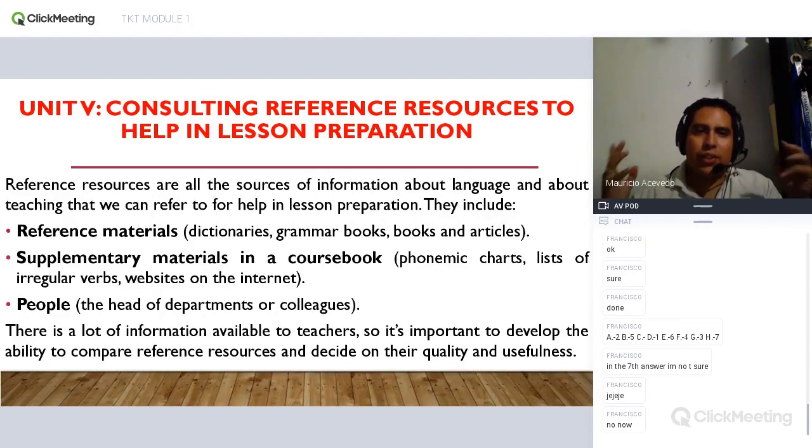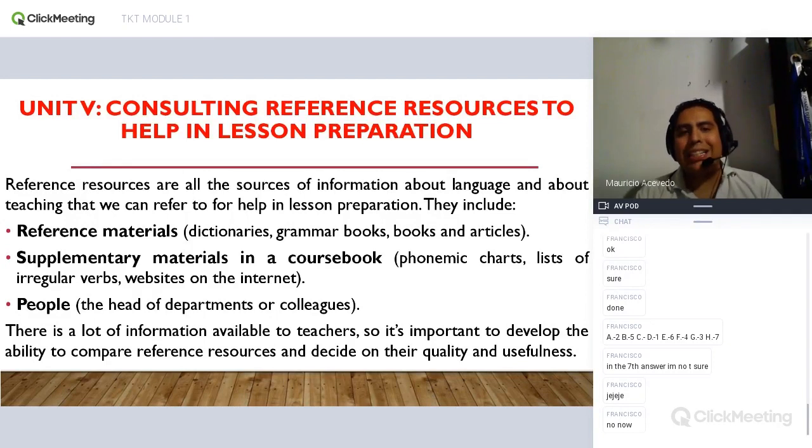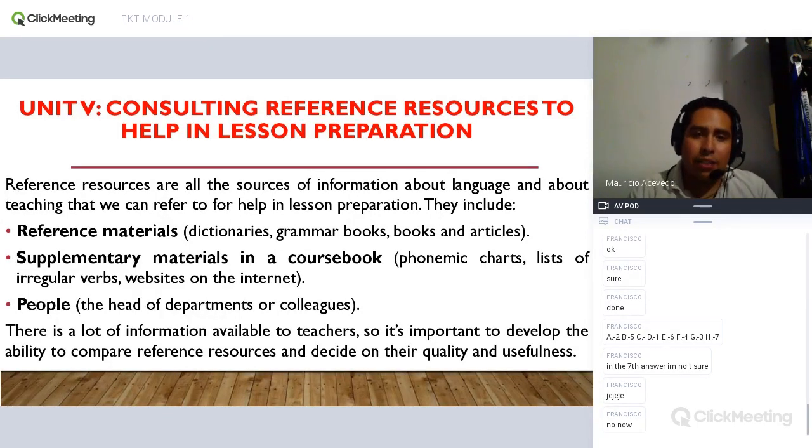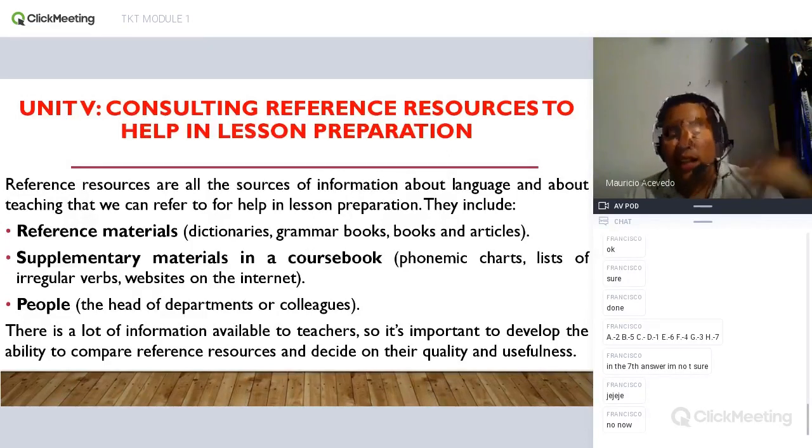Right, so first we need to define what is a reference resource. These are all the sources of information about language and about teaching that we can refer to for help in lesson preparation. They include, for example, reference materials, dictionaries, grammar books, books, and articles. Supplementary materials, for example phonemic chart, list of irregular verbs, websites on the internet, etc. And even talking with people, the head of department or colleagues, etc.